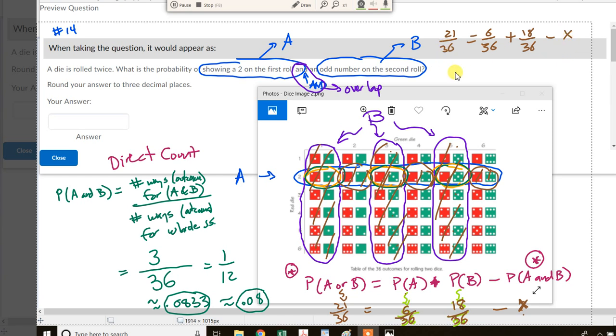Now, by the way, what is 6/36 plus 18/36? Isn't that, since I have a common denominator, can I just add them up? 18 and 6 is what? 24, right? So I have 21 out of 36 is equal to 24 out of 36 minus x. Can you figure out what x is? What do you have to subtract from 24 to make it 21? 3/36, right? So I can just work in fraction land and get the answer, 3/36, which is what we got here.